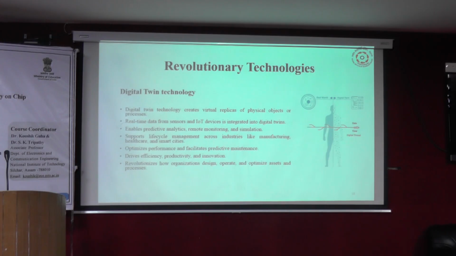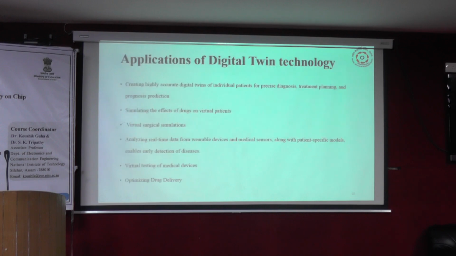So it is a very interesting technology, very novel, cutting edge, emerging technology, the digital twin, and it has huge scope and application in the healthcare domain also.